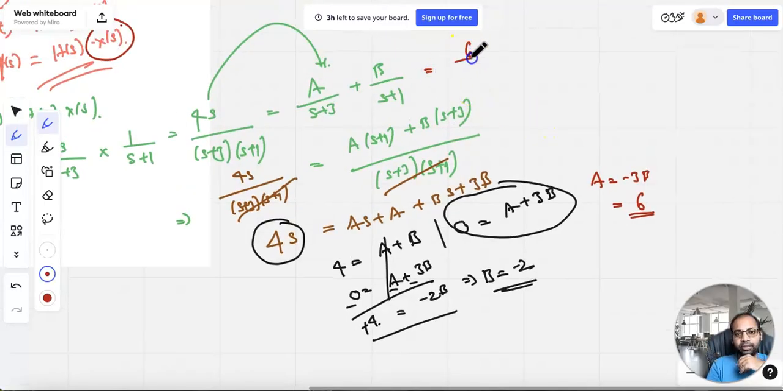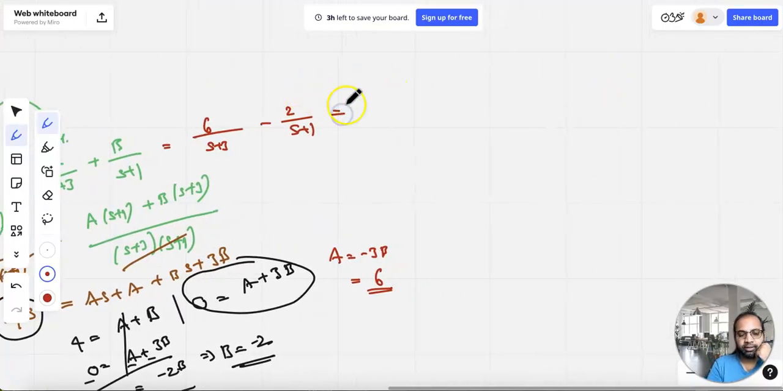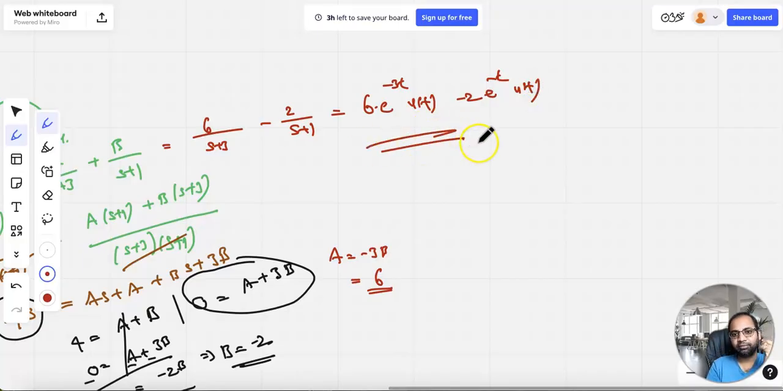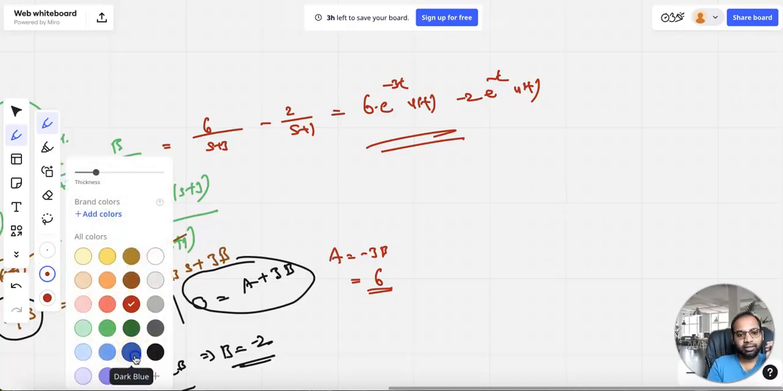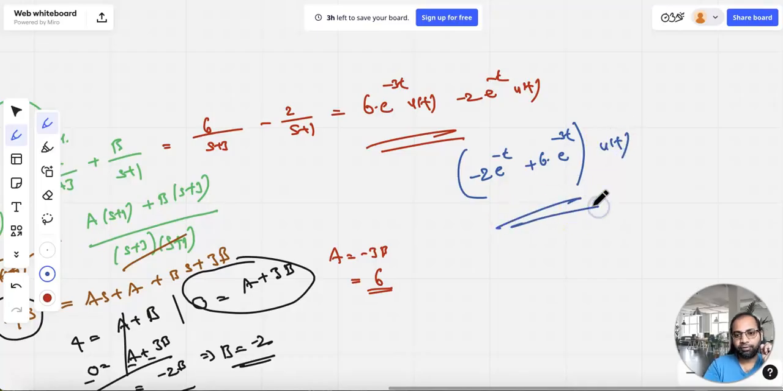If I substitute both these two here, A is equal to 6 and B is equal to minus 2. Now if I take the inverse Laplace transform for this one, what will I get? 6 into e power minus 3t into u(t) minus 2 into e power minus t into u(t). So it is the inverse Laplace transform for this one. That means we got the thing in the time domain. Why? Because the options are also given in time domain, so we need to convert the s domain to time domain finally. Now we can take minus 2 e power minus t plus 6 into e power minus 3t into u(t). So it is the final answer.